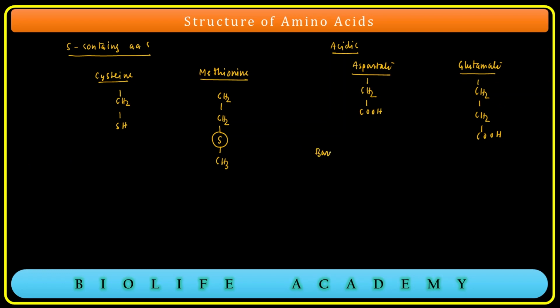Now the basic ones. What can we see in the basic ones? First coming to lysine. In lysine we can see CH2 whole 4 NH2. This group is attached to the chiral carbon. In arginine, CH2 whole 3 NH, C NH NH. This group is attached to the chiral carbon.